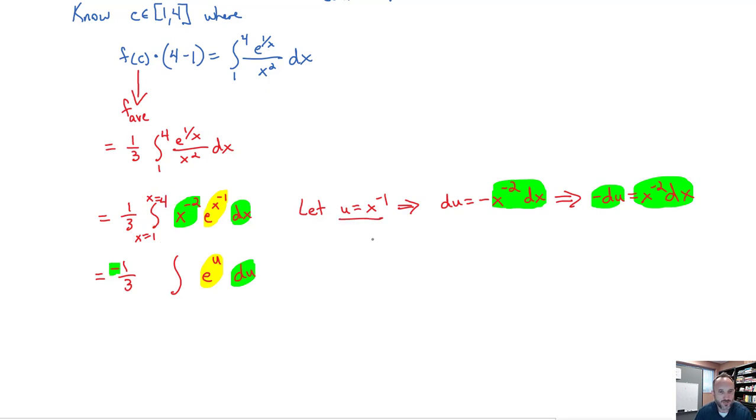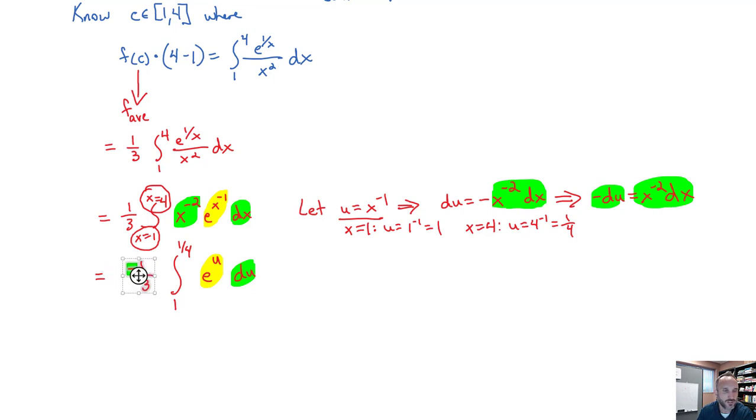Well, here's the definition of u. So if x is 1, u is 1 to the negative first, which is 1. So my corresponding u value for 1 is also 1. That's lucky. Now, if x is 4, then u will be 4 to the negative first, which is now 1/4. So if x is 4, the corresponding u value is 1/4. So my upper limit of integration did change. All right? But now I've got a much easier integral to do here.